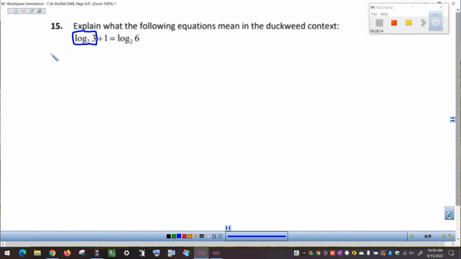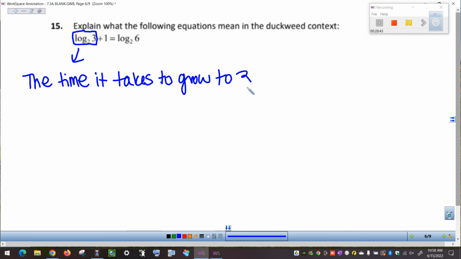To help the interpretation of the beginning of this, we know that log represents a time period. So let's describe that log base 2 of 3, even though we haven't evaluated that part specifically. What it represents here is the time it takes to grow to 3 square meters. And technically, I'm going to add in parentheses, this is when doubling. Remember that little base number at the bottom, that little 2, is telling us that our growth factor is 2.